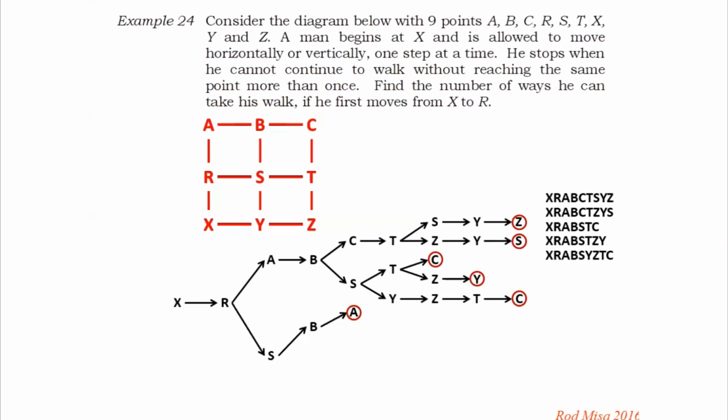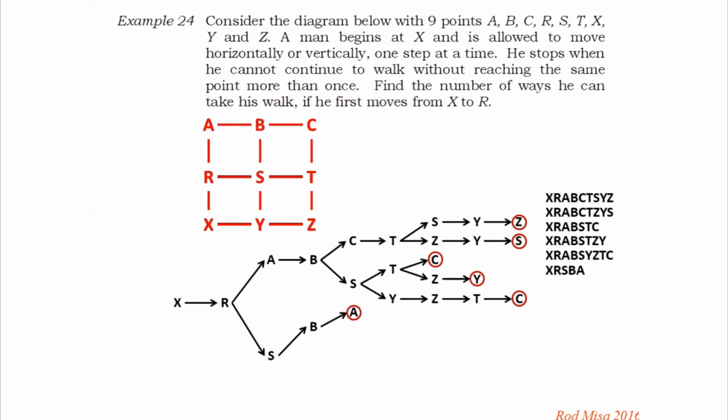So tracing his walk using the diagram above through a black color, he started at point X, point R, then point S, point B, then point A, and then he stops there because he cannot move since he has passed already points B and R. So the pattern of his walk is X, R, S, B, A here.